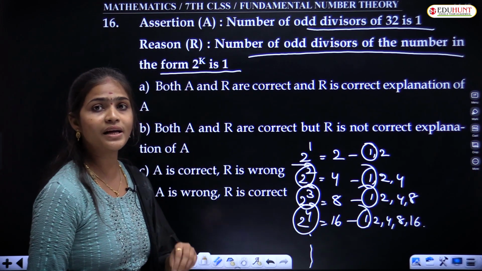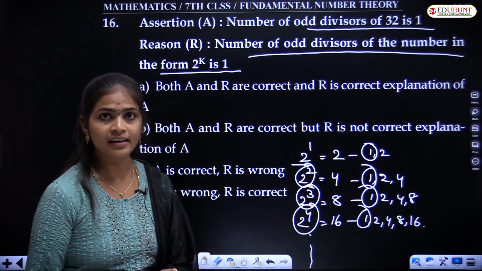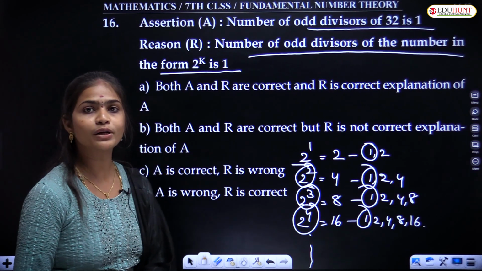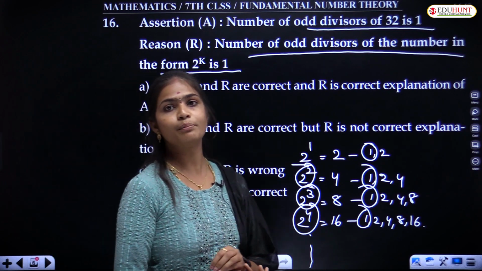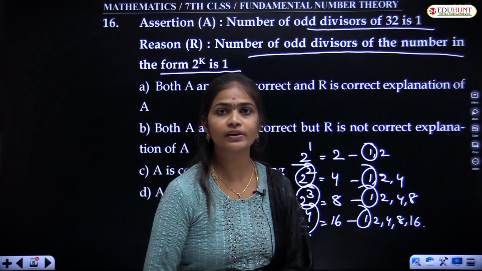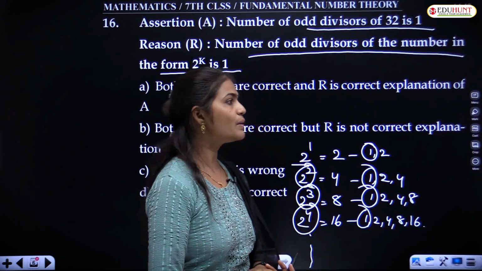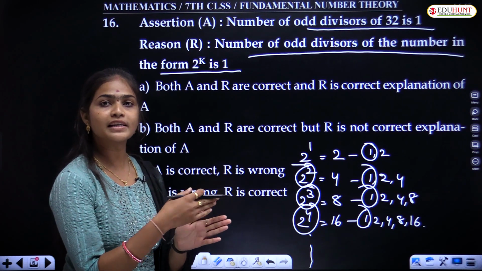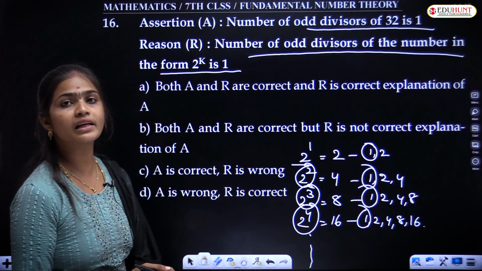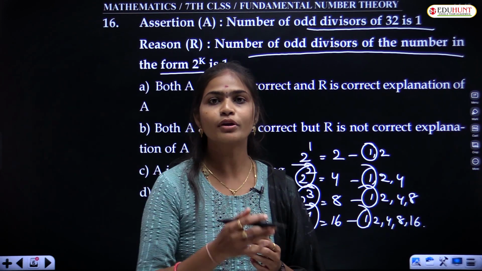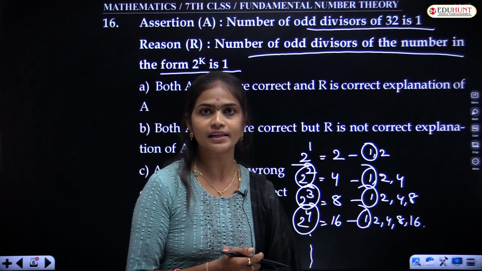So if the number is in the form of 2 power n, then how many odd factors does it have? Only one. Why? Because 1 is the common factor for all numbers. That's why 1 is the odd factor. For all the remaining factors, 2 power any number, you will always get even numbers only. That's what we discussed at the time of the number of odd factors and the number of even factors.